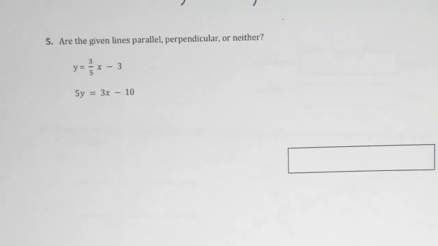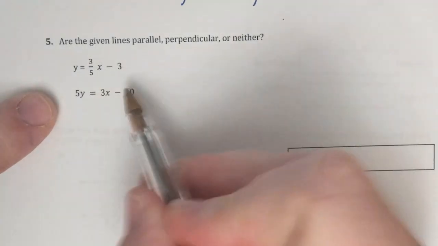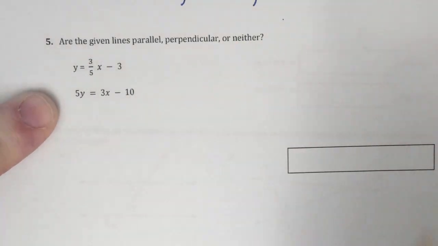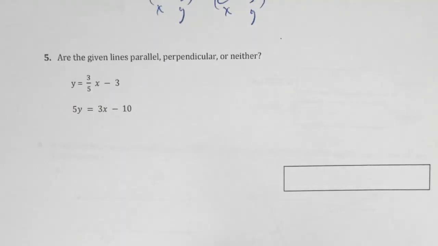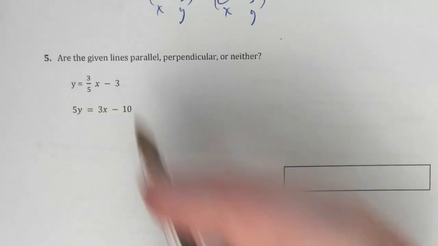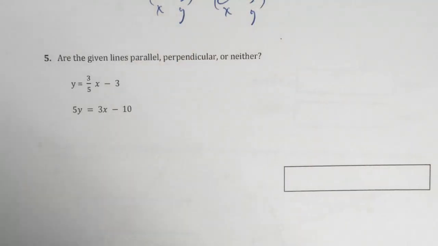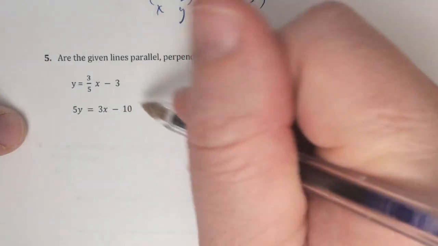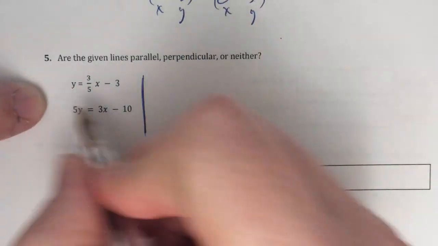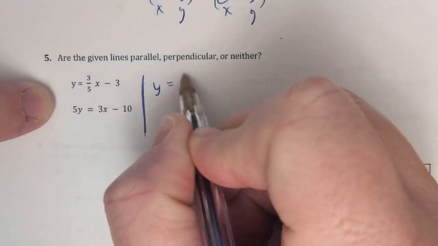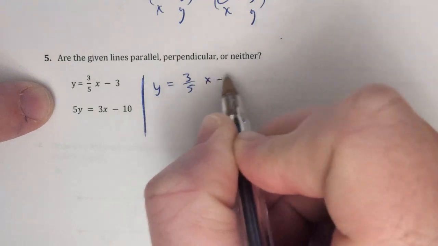And number 5. Number 5 right here. Okay, is it parallel, perpendicular, or neither? All right, so there's a couple different ways how to do this. One is you can actually solve these equations. So let's go ahead and take the time to do that real quick. So I'm going to show you the harder way. On this one right here, this one is still y equals 3 over 5x minus 3, right?